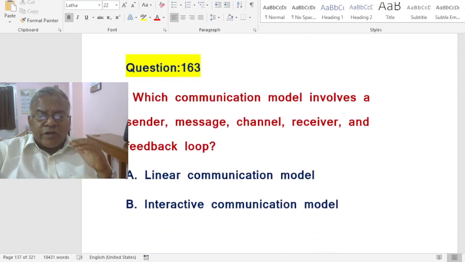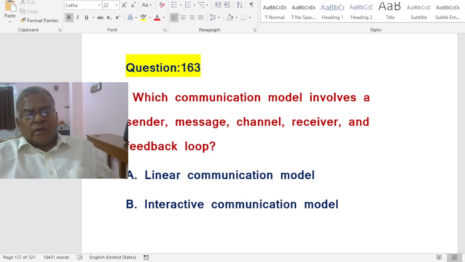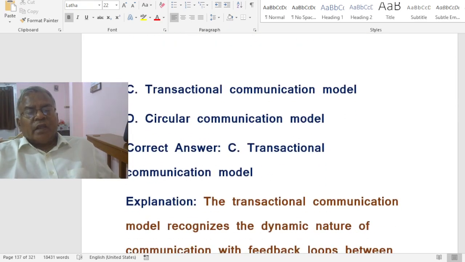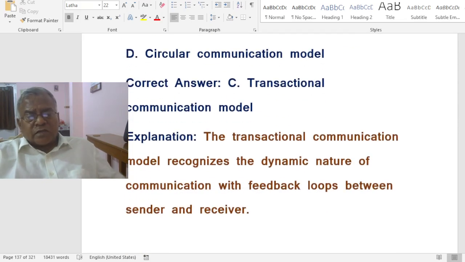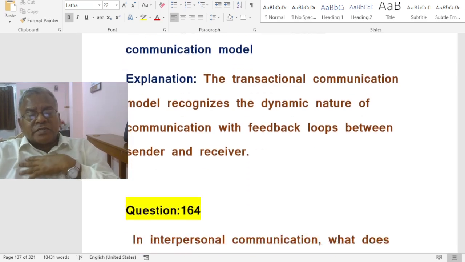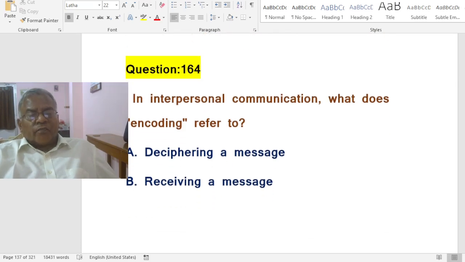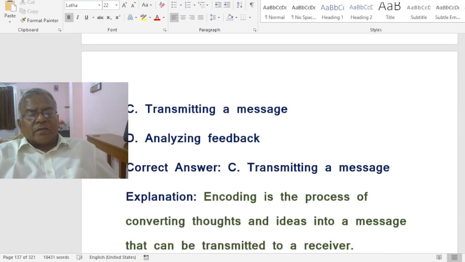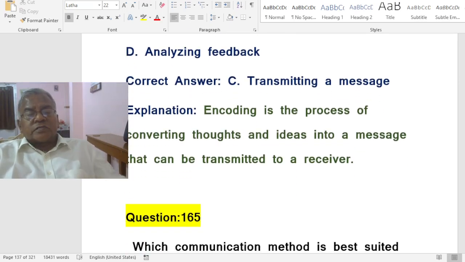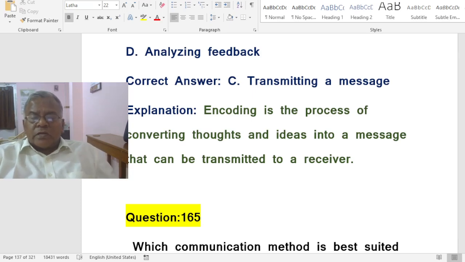Which communication model involves a sender, message, channel, receiver, and feedback loop? That is the transactional communication model. The transactional communication model recognizes the dynamic nature of communication with the feedback loops between sender and receiver. In interpersonal communication, what does encoding refer to? Encoding is the process of converting thoughts and ideas into a message that can be transmitted to a receiver.